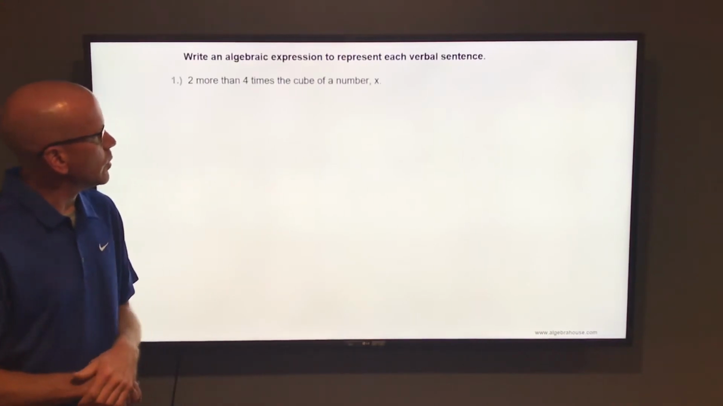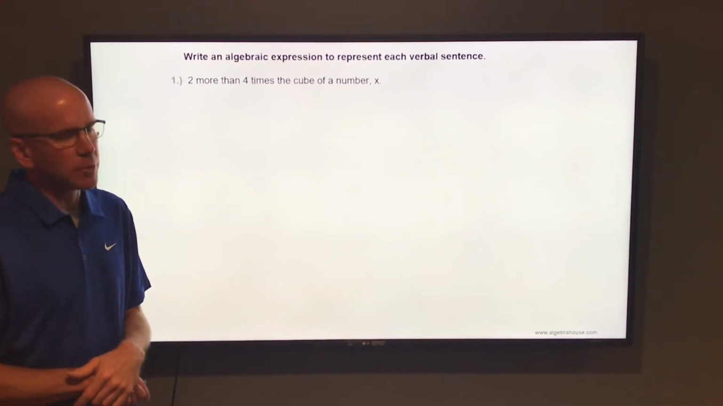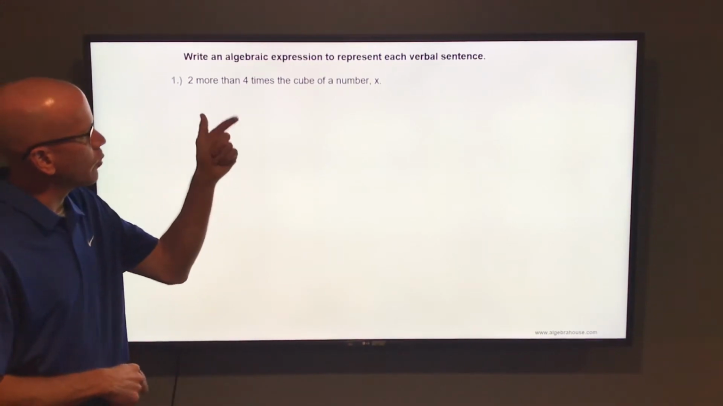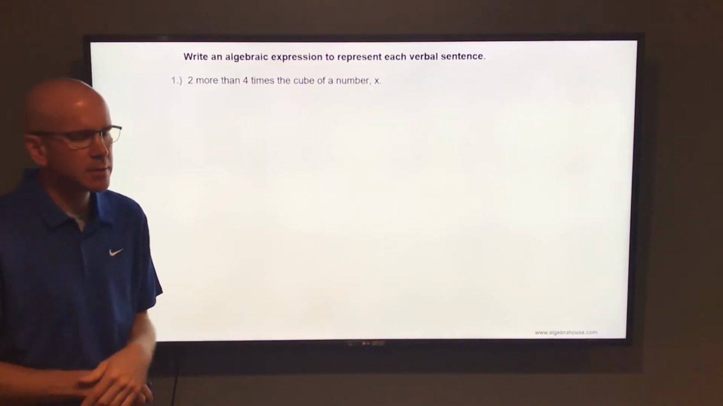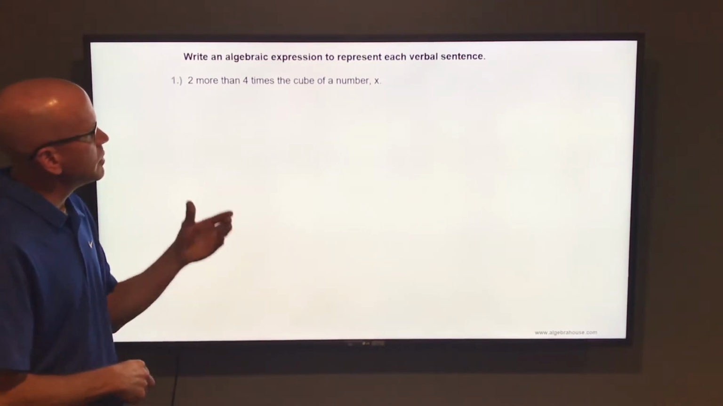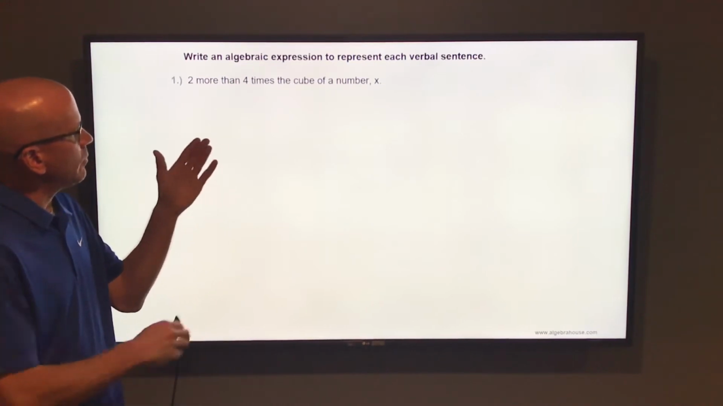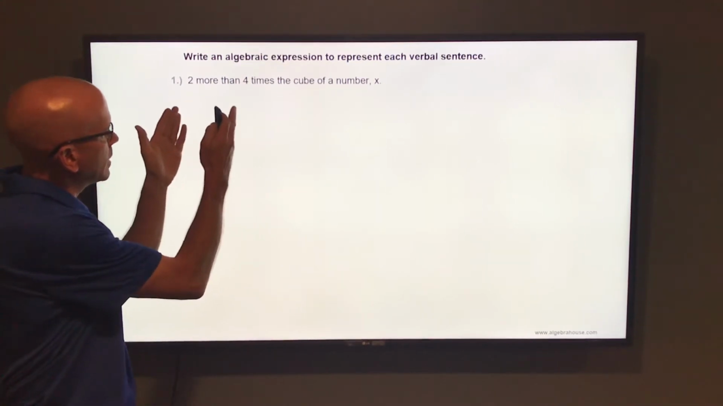Now, back to where we were. Again, write an algebraic expression to represent each verbal sentence. 2 more than 4 times the cube of a number x. So we reviewed those words which are going to come into play here, but you may be wondering, where do you start? Well, break it down. Don't look at the whole thing. Break it up into sections.